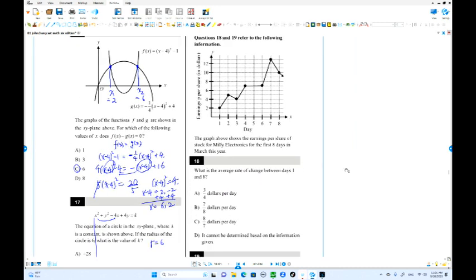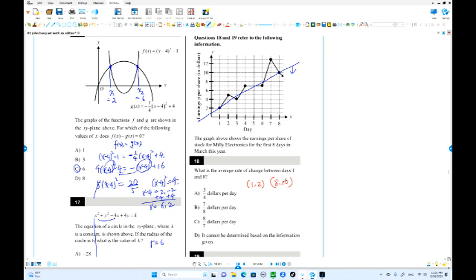So we have another line graph. What is the average rate of change between day 1 and day 8? What is the average when you make the secant? The slope of this secant is the average rate of change, the average slope. Okay, now let's find it. The first point is 1 and 2. The second point is 8 and 10.